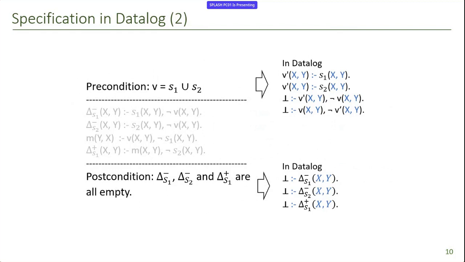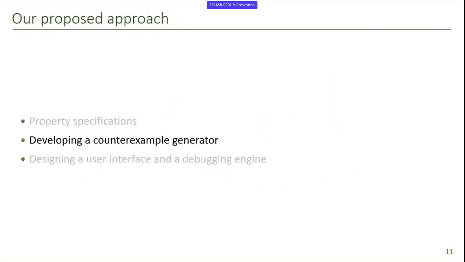For the postcondition, it's easier. We just have three rules that indicate all three delta tables must be empty. So that's how we can use Datalog to write the precondition and postcondition for the Datalog program.